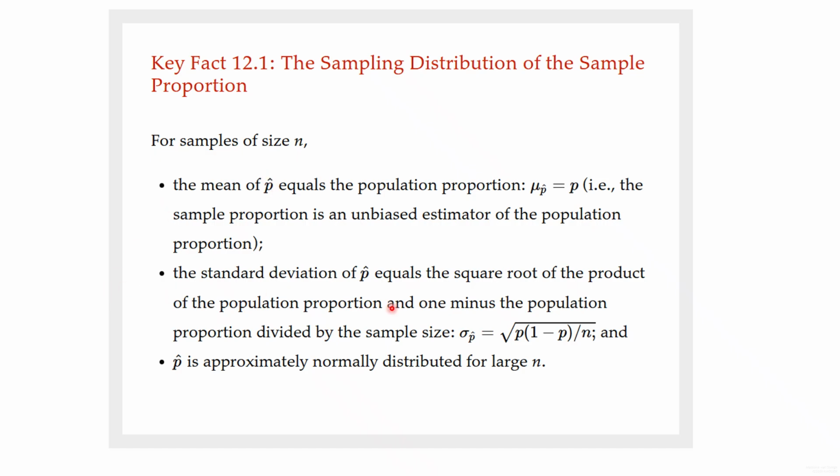The standard deviation of p hat equals the square root of the product of the population proportion and 1 minus the population proportion, divided by the sample size. So this is the square root of p times q, where 1 minus p is q, divided by n. And p hat is approximately normally distributed for a large n. Now, when you're using p, you're going to have proportions, so there are going to be numbers between 0 and 1. So a really close approximation, if you have p of 0.5, 1 minus 0.5 is what? It's 0.5. And so this one ends up being the most accurate.